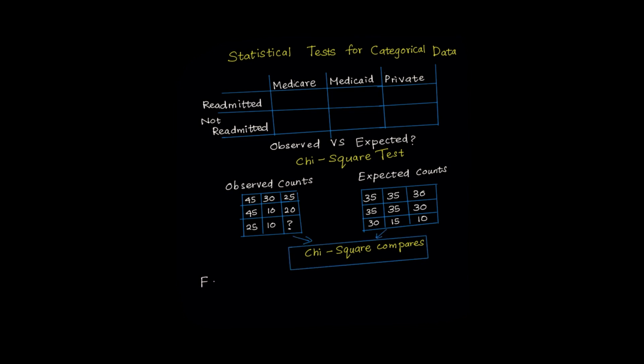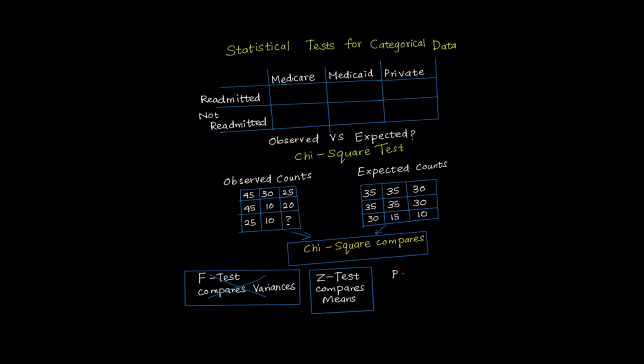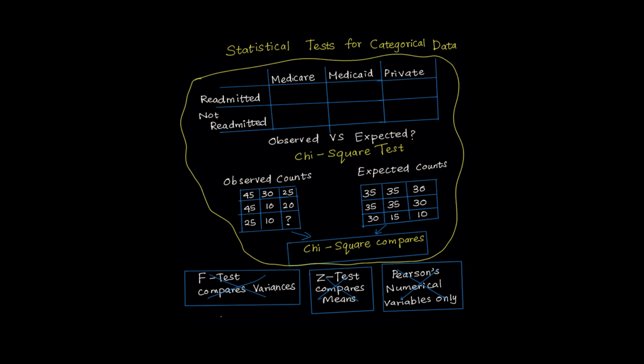An F-test is completely different. It compares variances between populations using their ratio, which has nothing to do with categorical associations. A Z-test is used for large samples with known variances when you're comparing means, not examining relationships between categories. Pearson's correlation measures the strength and direction of linear relationships between numerical variables like age and blood pressure, not associations between categories like insurance types. The key is recognizing that insurance type and readmission status are both categorical, not numerical, so you need a test designed for categorical data.